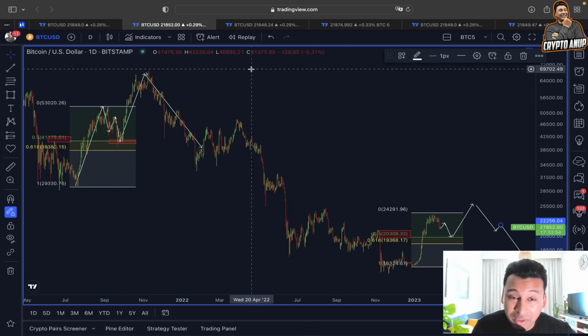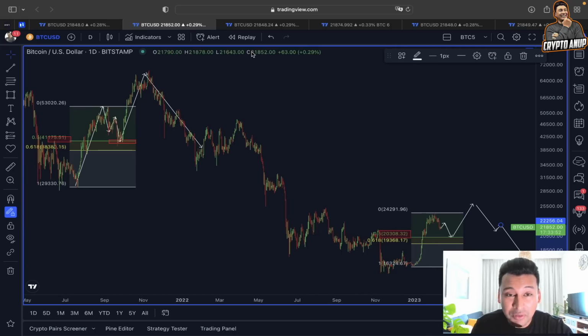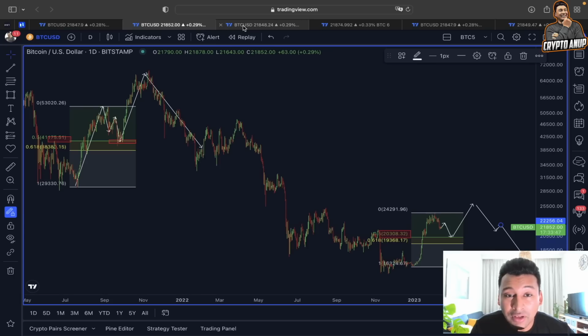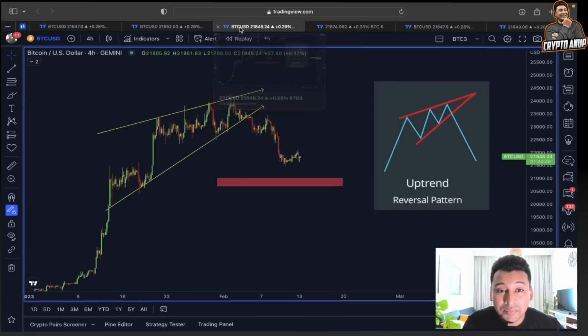And also for the upcoming days, because not just only this Fibonacci retracement or this descending broadening wedge, even if we look at this one example here.